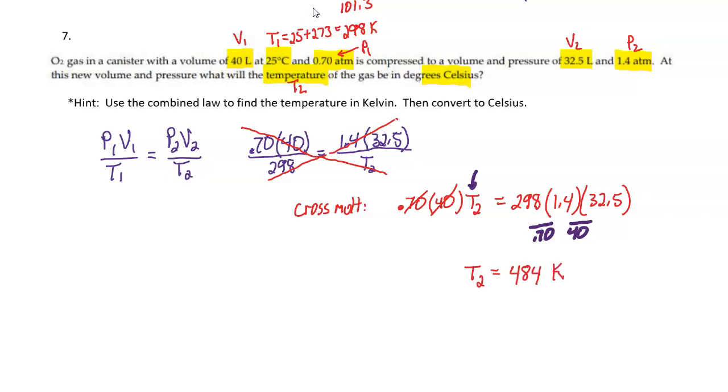Now, typically you'd be done right there. You found an answer for the temperature, but this particular problem specifically asks us, give the answer in Celsius. On the quiz Friday, I'm not going to trick you like this, but there's no reason that we can't get it, right? To turn Kelvin into Celsius, subtract 273. And the result is 211 degrees Celsius.